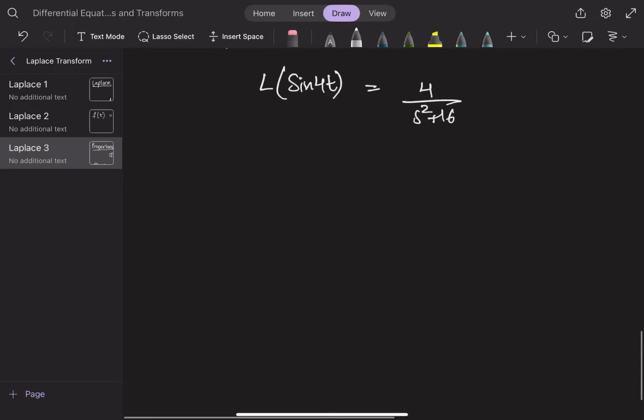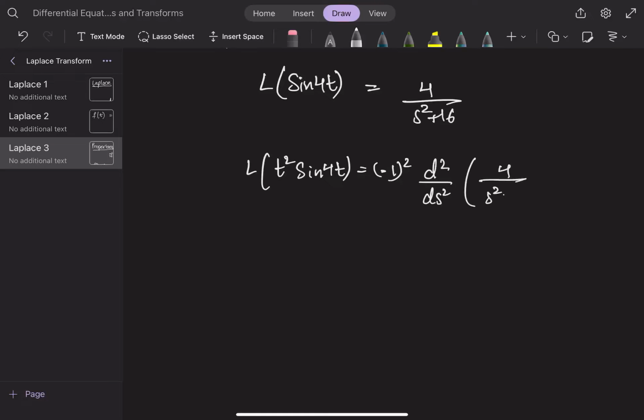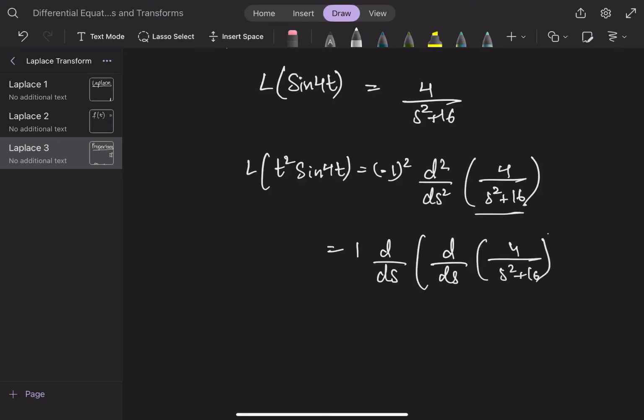Now let's find Laplace of t square multiplied by sine 4t. This becomes minus 1 square d2 by ds2 of 4 upon s square plus 16. So let's differentiate this once first. Minus 1 square becomes 1. So this is d by ds of 4 upon s square plus 16. Basically, you just need to differentiate this twice.